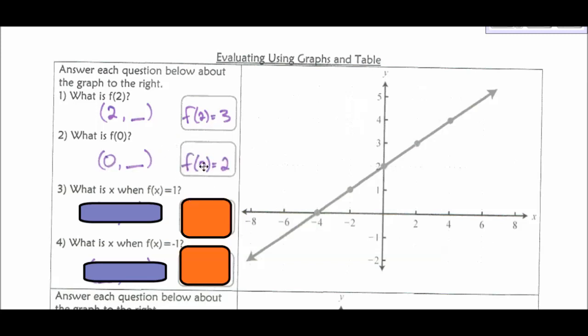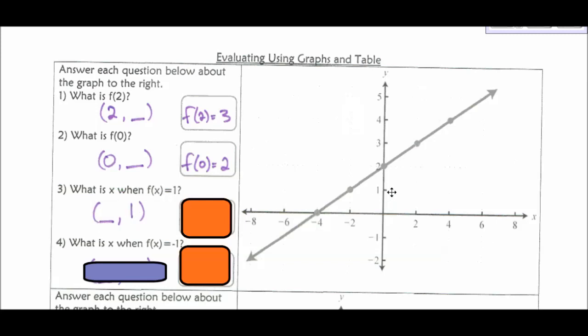Or another way to phrase that is that my y value, my f of 0, my y value when x is 0, is 2. Right, now it says what is x when f of x is 1. It's just flipping that around. It's saying what's the x value when y is 1.